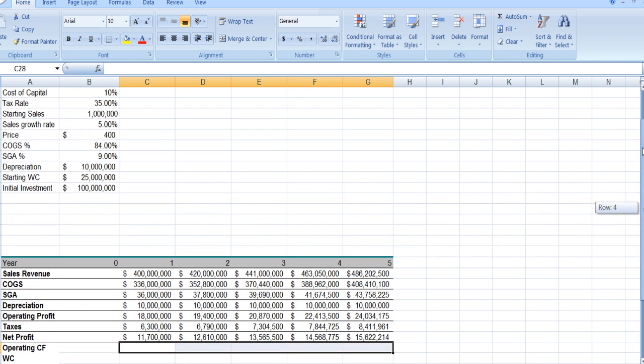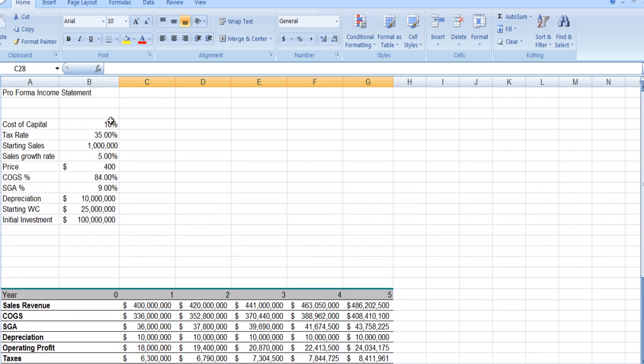Now what we've done here is I've made a couple of additional assumptions. I have a cost of capital here of 10%. That's the required return that the people who provide the capital to the firm need in order to fund the project. We also made an assumption on the initial investment. In this case, it's going to be $100 million to get this project going, in spending on plant and equipment, etc. And we're also going to have to make an investment in working capital.